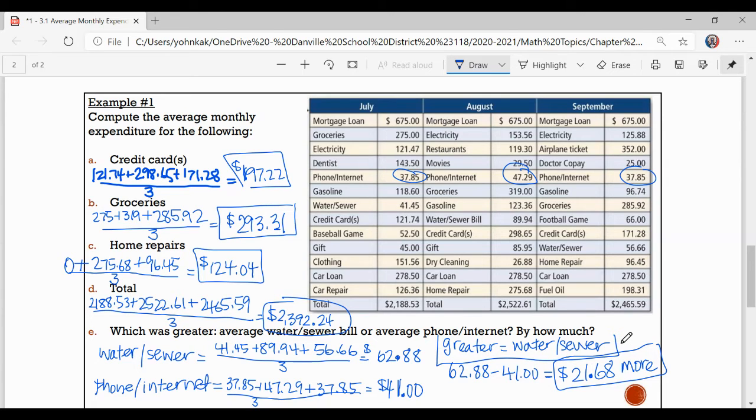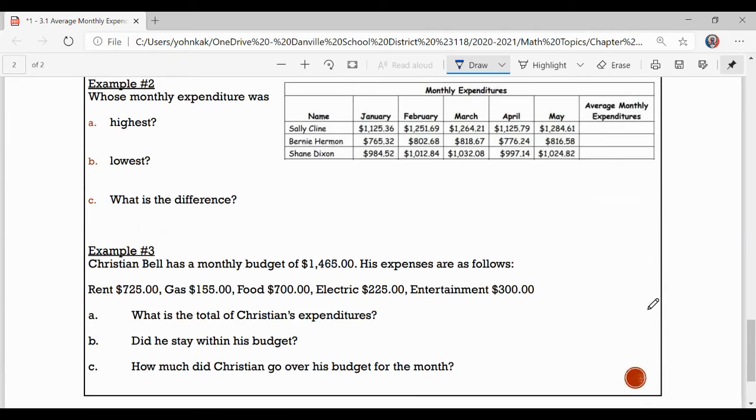All right, so you can tell a lot by looking at average expenditures for individual things. You can find the average total expenditure. You can figure out which average is bigger or smaller, all by looking at this. All right. Here is a different type of expenditure budget sheet. Obviously, it's a lot smaller.